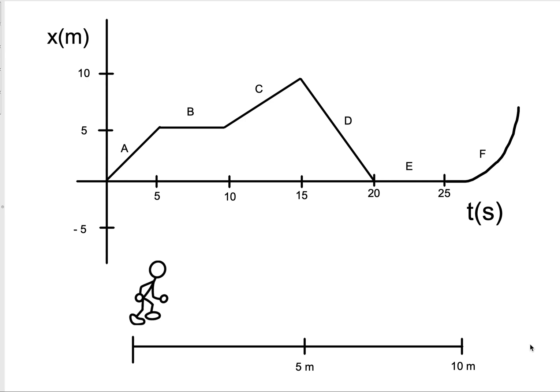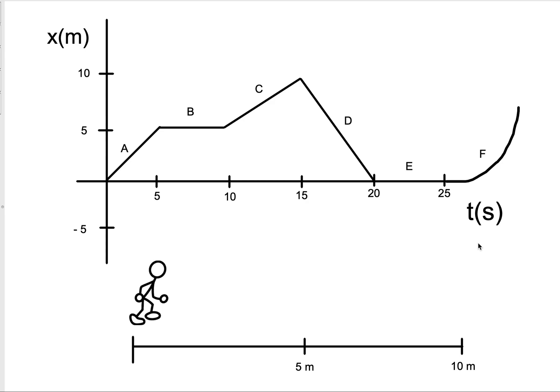Question here. This is our position versus time. So this is the distance versus time, position versus time, however you want to think of it. And I'm going to ask questions that are very similar to the ones from your homework. So from this graph, can anybody tell me where are the two places?